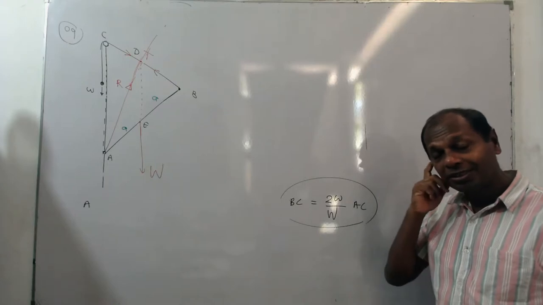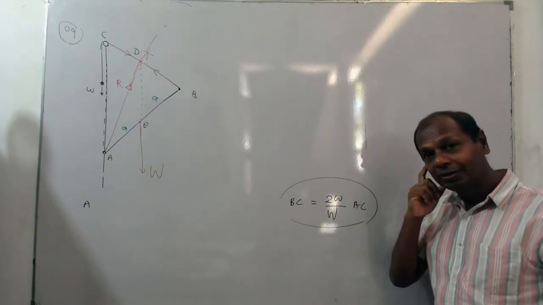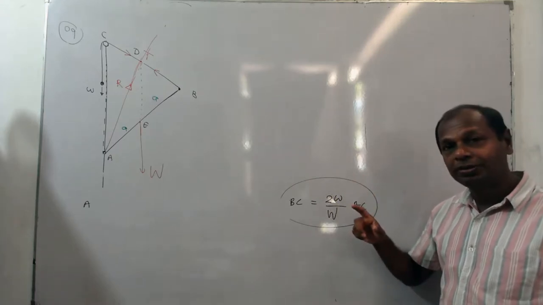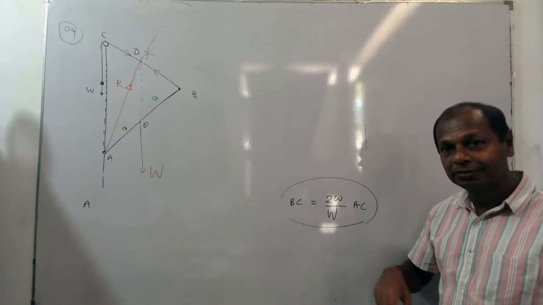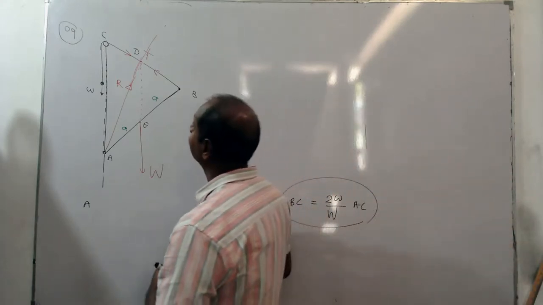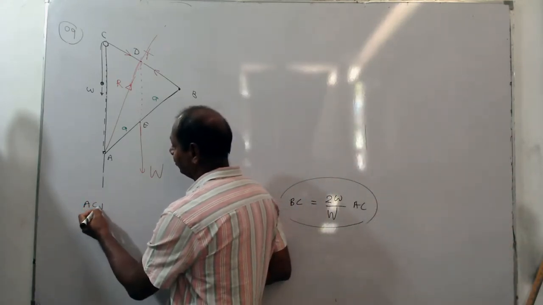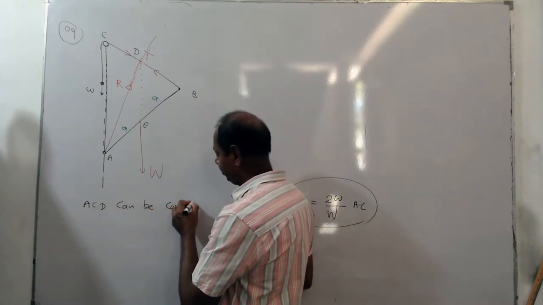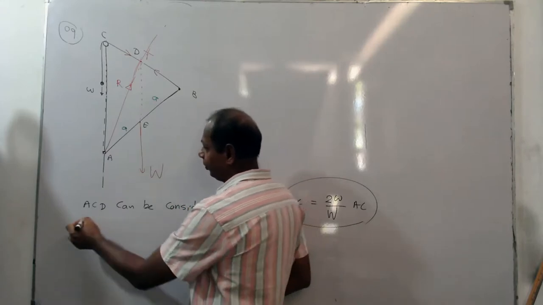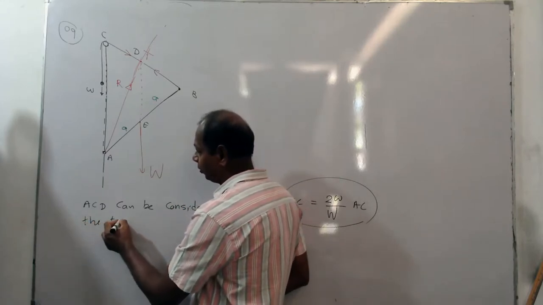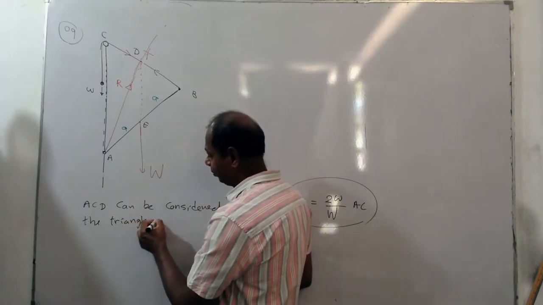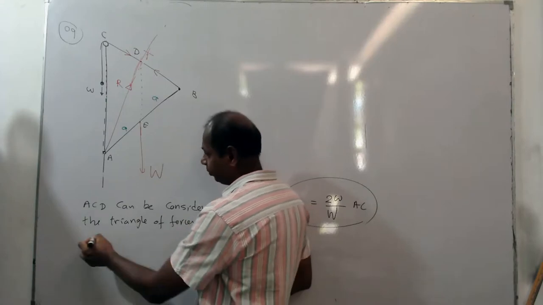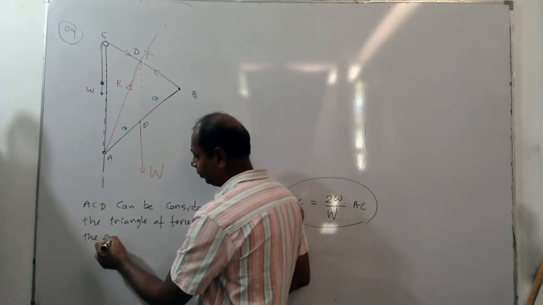The triangle of forces gives you the ratio of forces and lengths directly. Can be considered. Triangle of forces. What about the equilibrium of the earth, right?